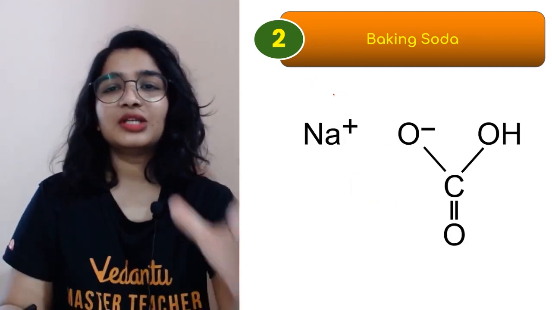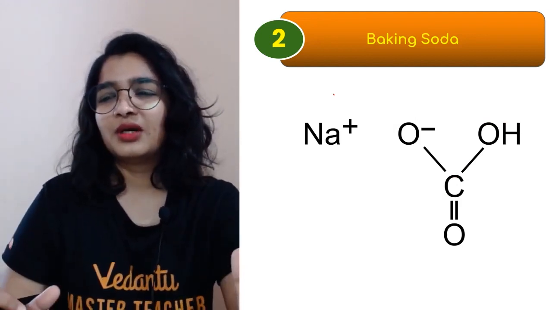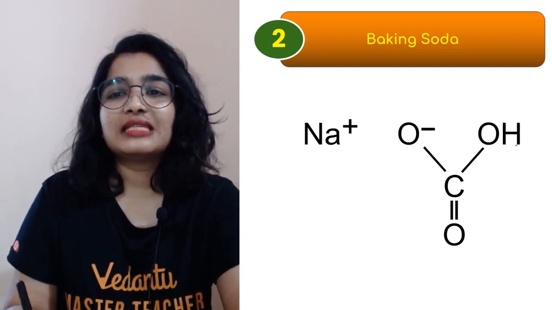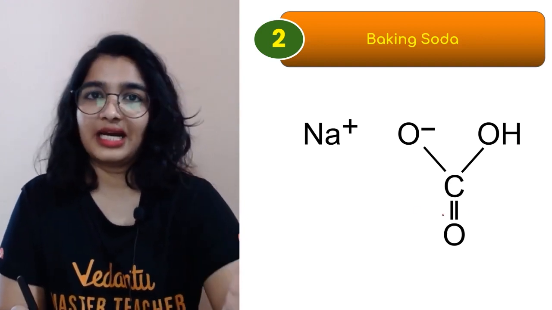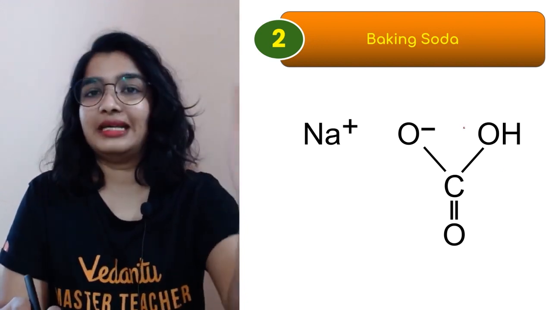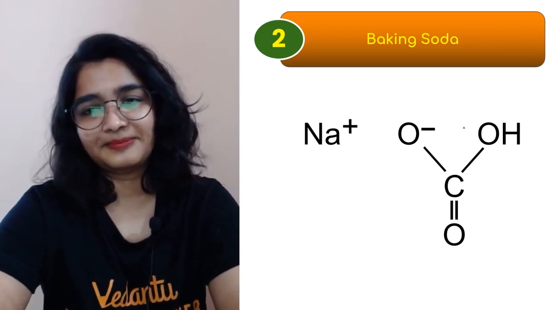In this session I will be giving you the structure of the compounds as well. If you are confused about what kind of bonding is there in NaHCO3, HCO3- is one anion. So there will be ionic bonding between Na+ and HCO3-, and you know how it is prepared, right?